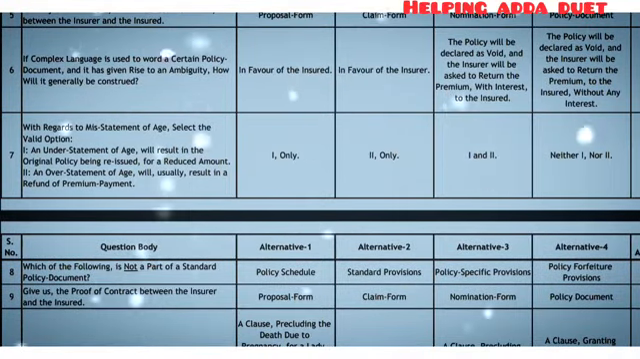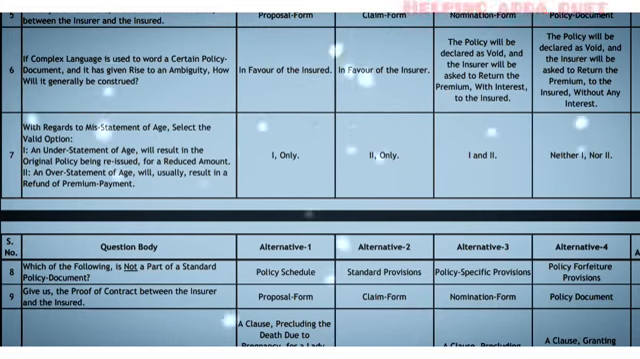Number 7. With regards to misstatement of age, select the valid option. Number 1. An understatement of age will result in original policy being reissued for a reduced amount. Number 2. An overstatement of age will usually result in refund of premium payment. So the answer is both are correct, 1 and 2.